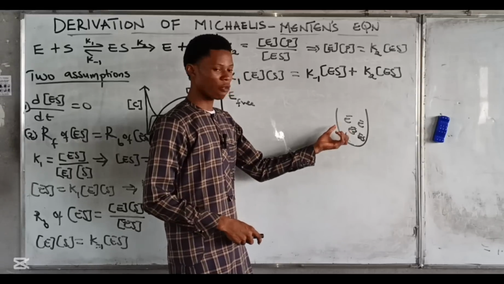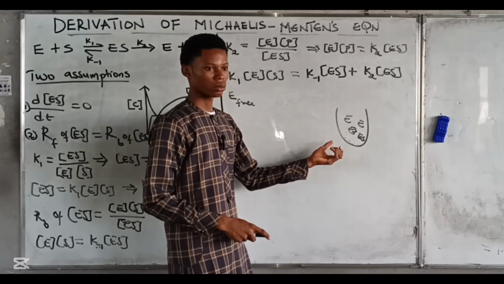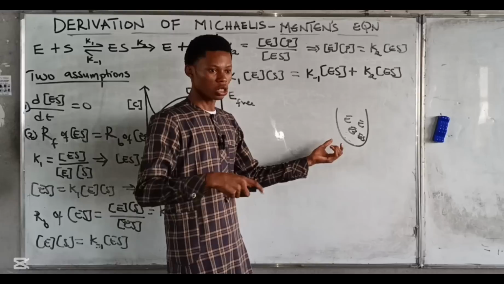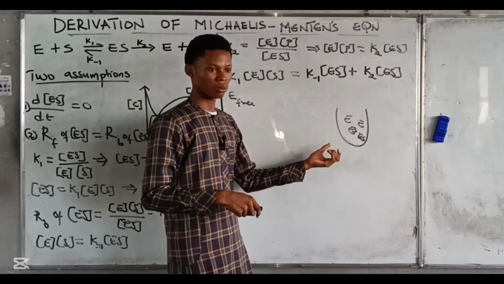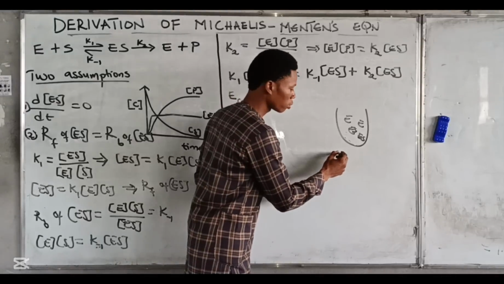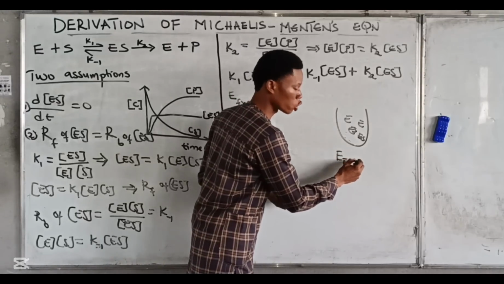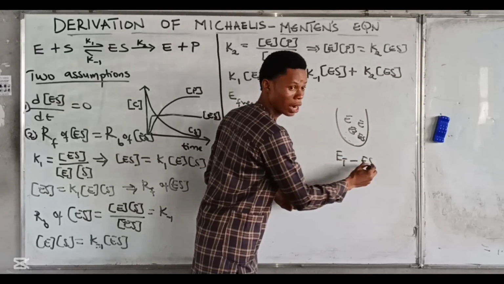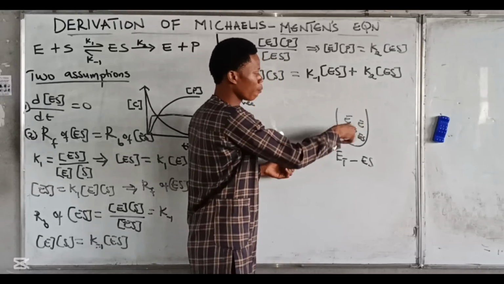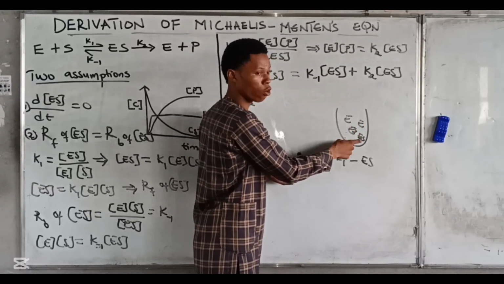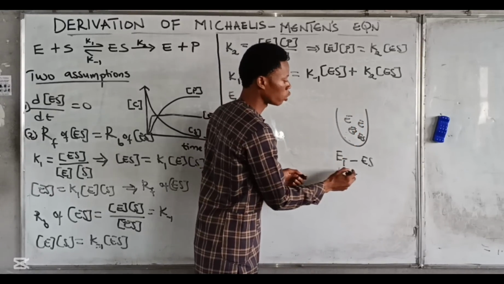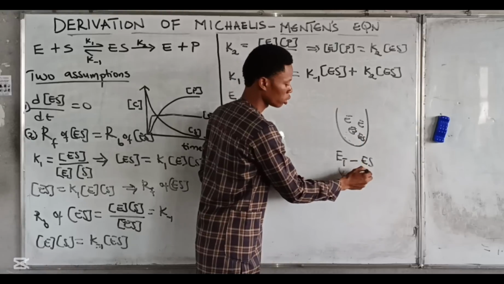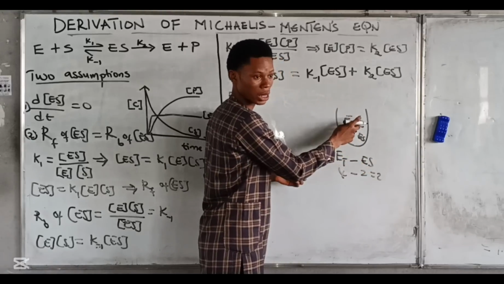How do we calculate the number of free enzymes present? No, we don't know the free enzyme. We want to calculate the free enzyme. Total enzyme minus what? Enzyme that is bound, right? The total enzyme present, you know the total enzyme is 1, 2, 3, 4. 4 minus enzyme that is bound is 2. You have 2, right? 2 free enzymes.